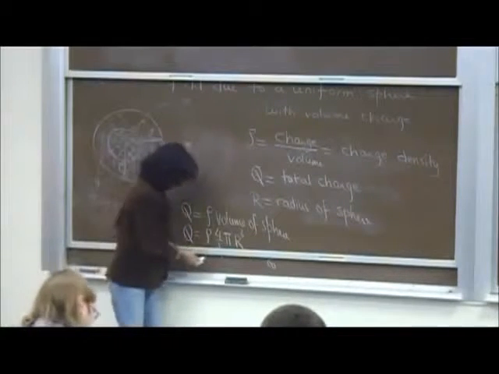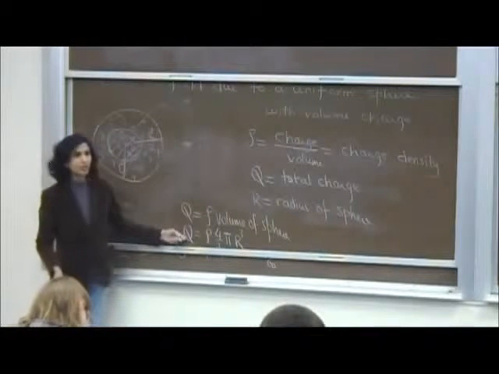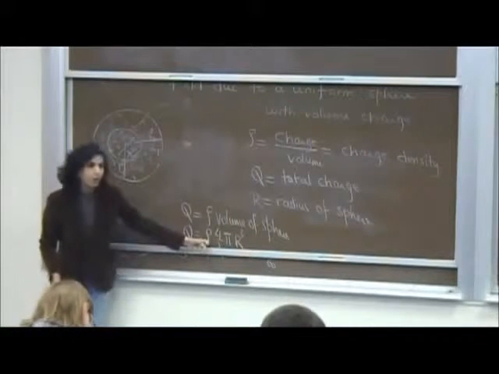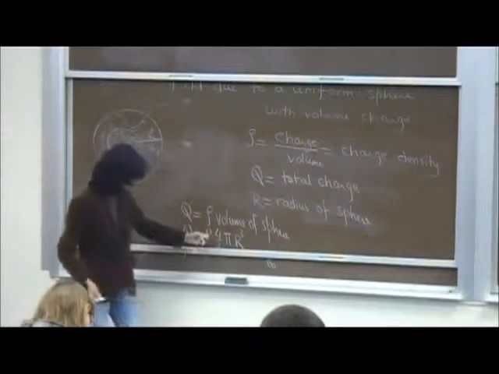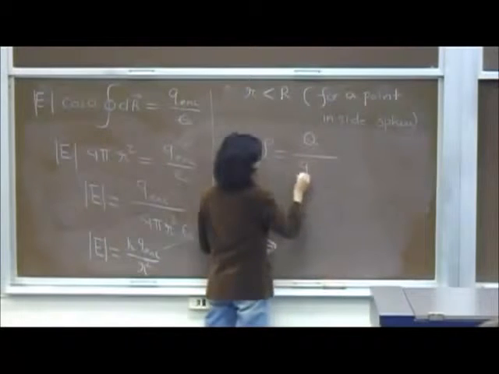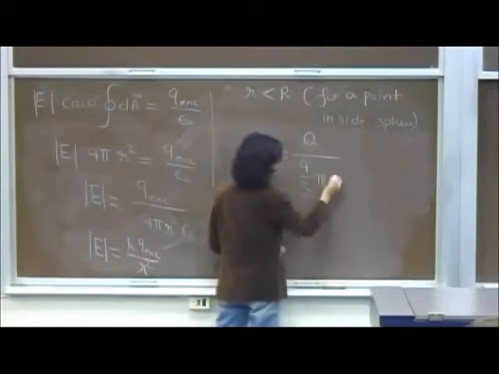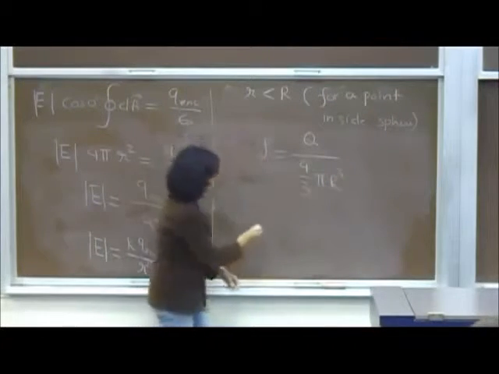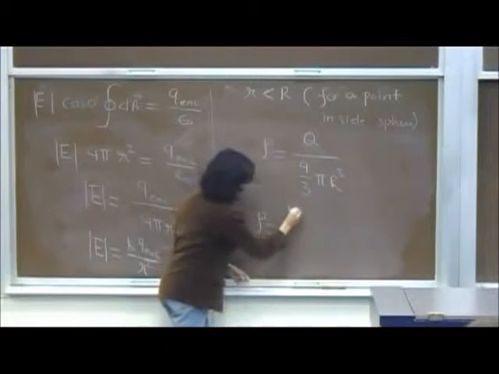Very good. So we will make use of this relation. We will make use of the fact, look at rho. Rho from here can be written like this: rho can be written as Q divided by 4 over 3 pi R cubed. But can we also write rho in terms of Q enclosed?